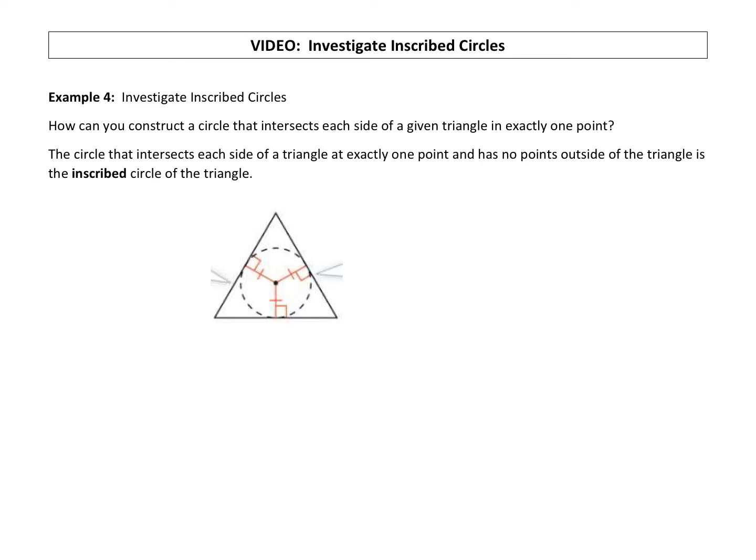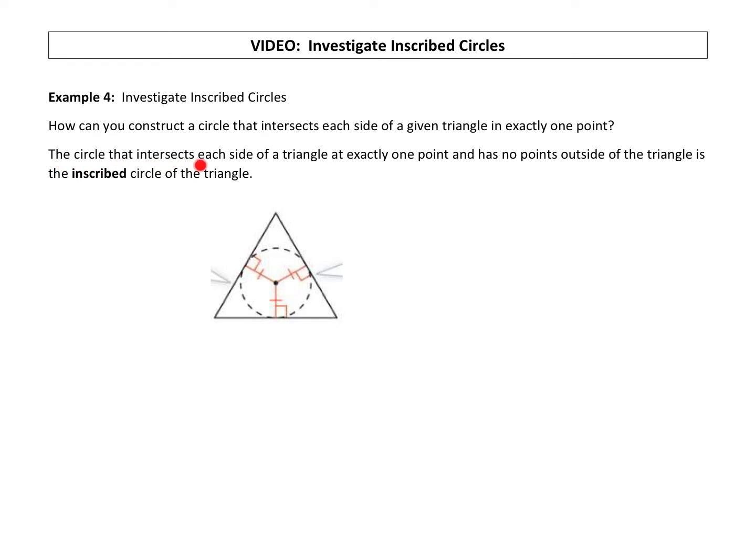All right, moving on to our next example, we are going to talk about inscribed circles. We just did circumscribed circles where there was a triangle inside of a circle. Now we're going to do an inscribed circle, and we will talk about what that is. How can you construct a circle that intersects each side of a given triangle in exactly one point?